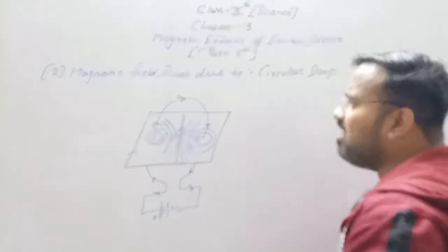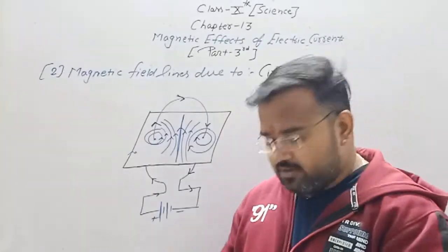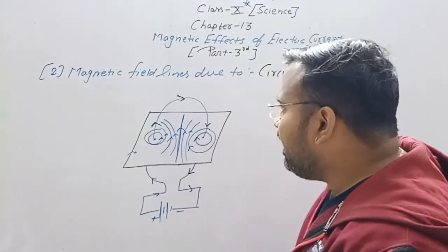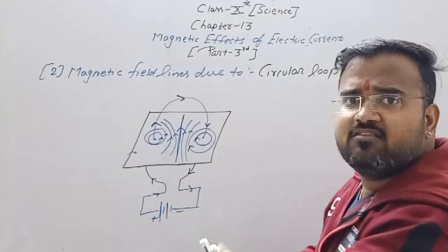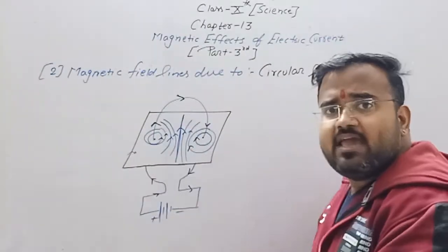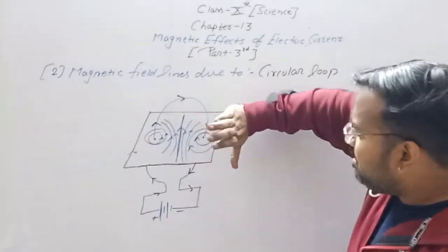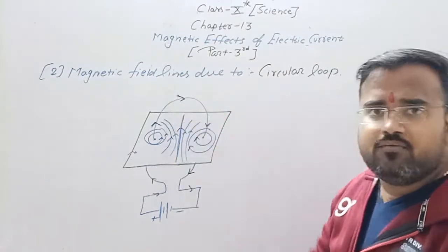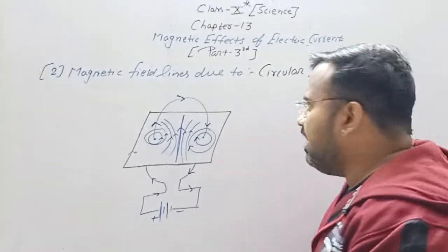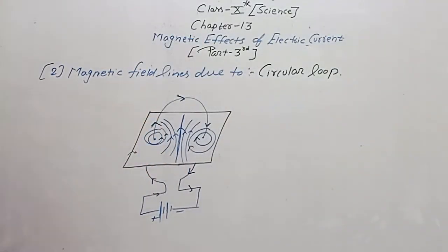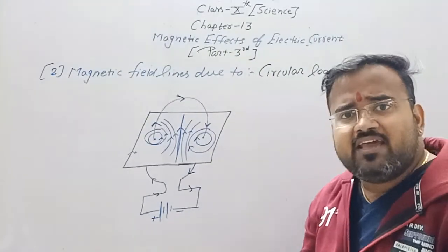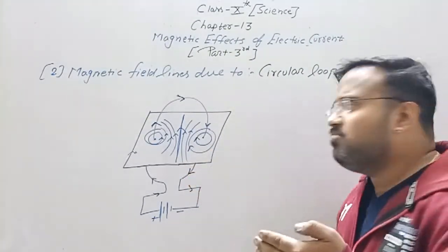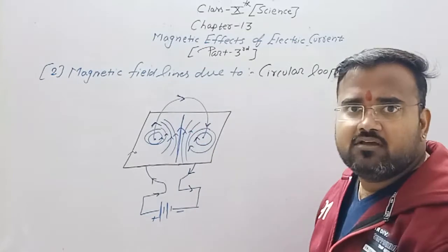Now from this diagram, what can we conclude? See this diagram, in this diagram we can see every magnetic field line is merging inside. See from here, the magnetic field is going down inside, and from here the magnetic field line is going inside the plane, and from here also the magnetic field line is going inside the plane. So what we can see, every magnetic field line is merging in the same direction.